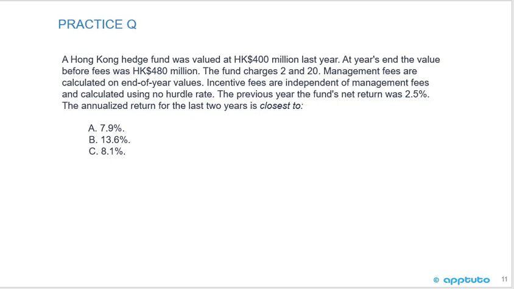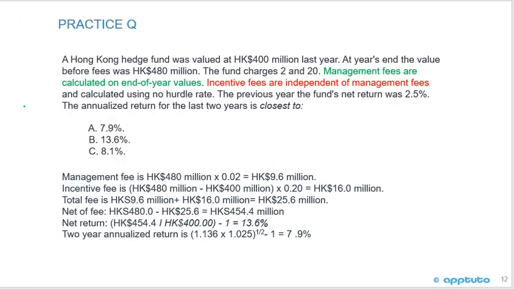Management fees are calculated on end of year values. Incentive fees are independent of management fees and calculated using no hurdle rate. The previous year, the fund's net return was 2.5%. The annualized return for the last 2 years is closest to A, 7.9%, B, 13.6%, or C, 8.1%.